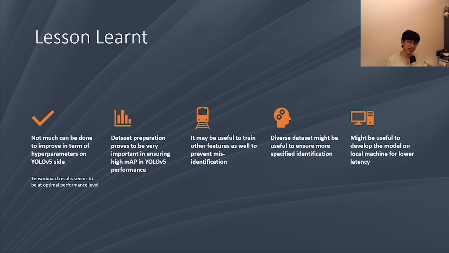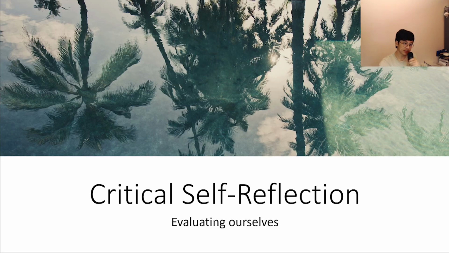We also hypothesized that it might be useful to train other features as well to prevent misidentification, as in the demonstration earlier, it identifies my face as Oreo. Fourthly, we find out that a diverse dataset might be useful to ensure more specific identification, which is a bit similar to the third one, but this means that we might include more classes. And lastly, it might be more useful to develop the model on a local machine instead of on Google Colab for lower latency. So on the critical self-reflection, we will be evaluating ourselves.